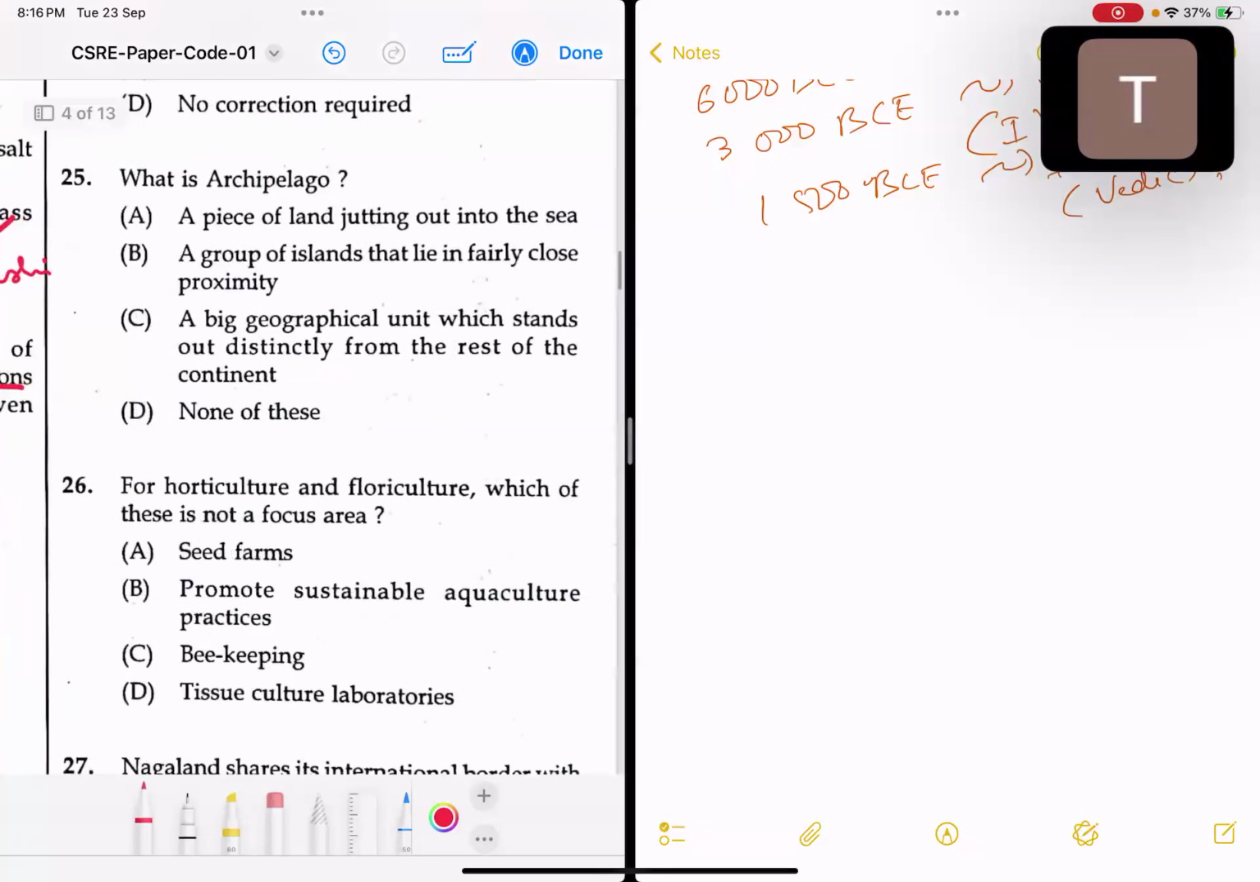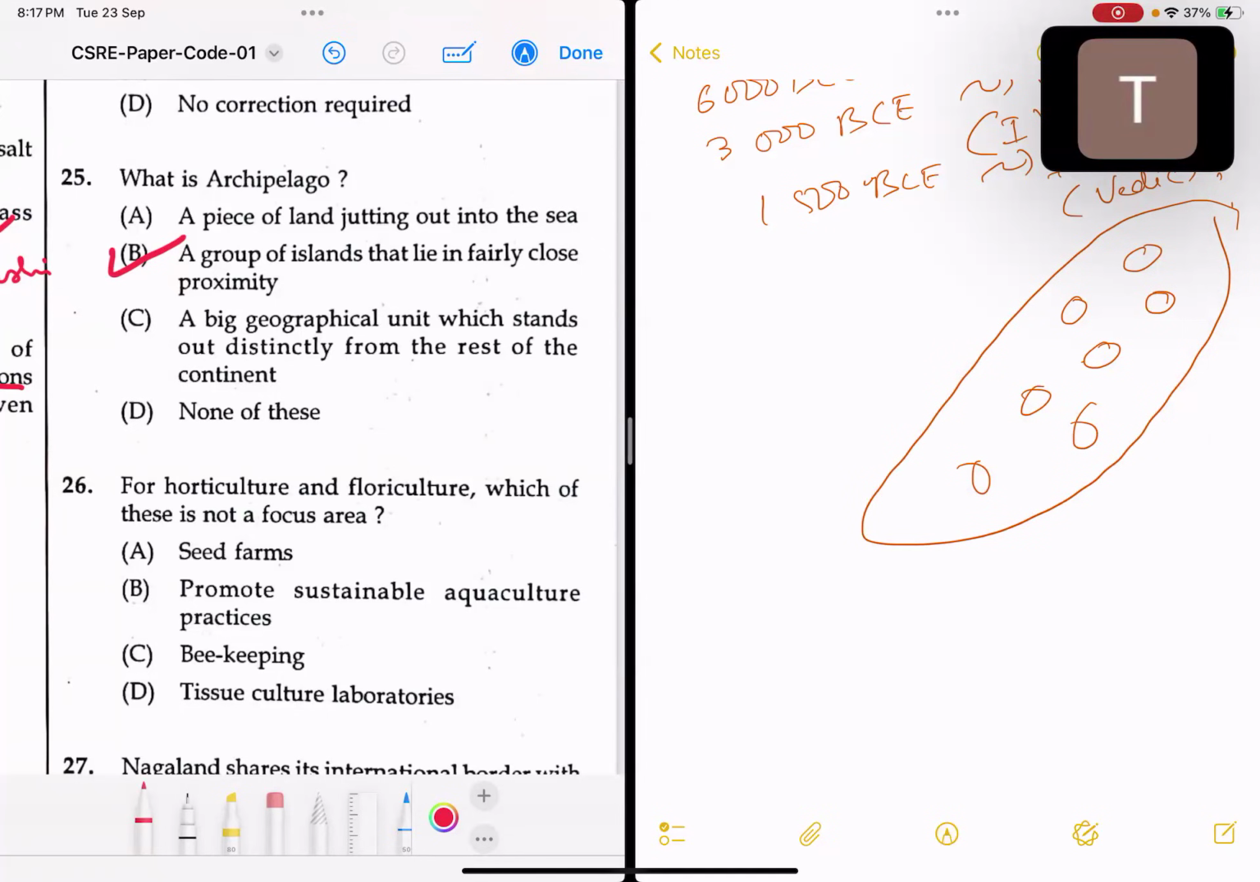Now let's come to question number 25. What is an archipelago? In geography, archipelago is quite a common term. It just means a number of islands which are closely located to each other. When a number of islands are closely located to each other, that is known as an archipelago. So the correct option is option B. We have different types of archipelago. The Lakshadweep Islands are a type of archipelago. Apart from this, we have the Hawaiian Islands and the Malay archipelago. So when a number of islands are located quite close to each other, they together form the archipelago.